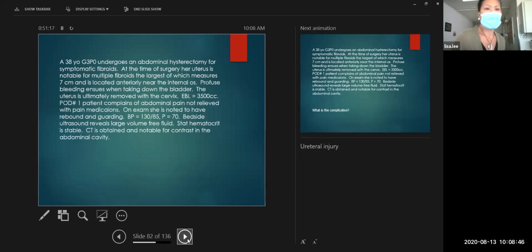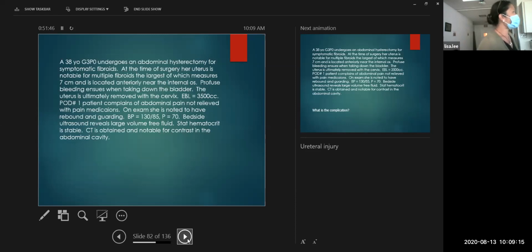All right, a 38-year-old G3P0 undergoes an abdominal hysterectomy for symptomatic fibroids. At the time of her surgery, her uterus is notable for multiple fibroids, the largest of which measures 7 centimeters and is located anteriorly near the internal os. Profuse bleeding ensues when taking down the bladder, and the uterus is ultimately removed with the cervix. She has an EBL of 3,500 cc's.